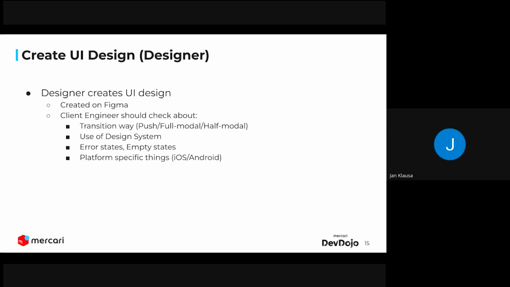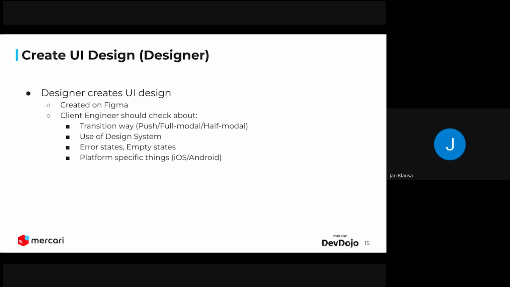Next, designers create the UI design. These are created in Figma. And client engineers should check several things. First is the transition way. We have several ways of transitioning, like push, full modal, and half modal. Make sure that the transition way is logical so that users feel the transition is smooth.